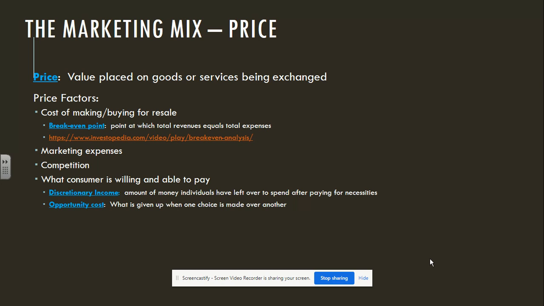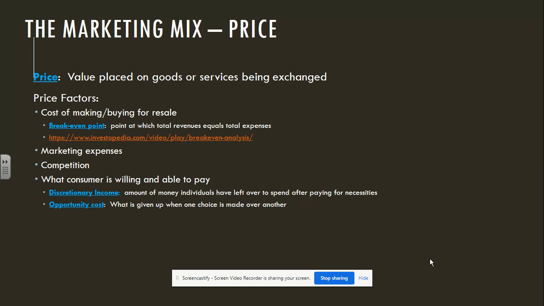And then the last consideration here is really what is the consumer willing to pay for your product, and also what are they able to pay? That's tied to what's called discretionary income. And that's just the amount of money that someone has left over after they pay for all of their necessities. They have to have enough discretionary income to purchase your product if it's not a necessity.